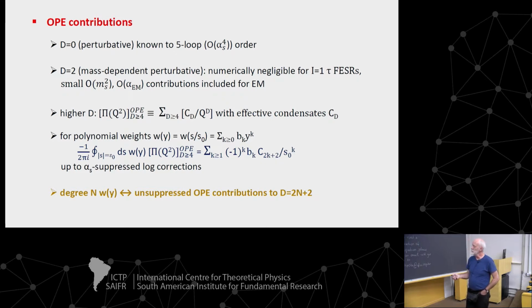Higher dimension contributions are parameterized in terms of some effective condensates in this particular form here. These condensates are typically not known. Dimension 4 includes the gluon condensate, which of course has a renormalon ambiguity. Then there are higher dimension condensates which enter, and which ones enter depends on which polynomial you have. So here, like in Santi's talk, I'll just be talking about polynomial weights, and which condensates enter the theory side of the sum rule depends on the degree of the polynomial. If the polynomial has degree n, you get OPE contributions up to dimension 2n plus 2. So for example, the expression for the tau width involves the kinematic weight of degree 3, which is why you get contributions up to dimension 8.